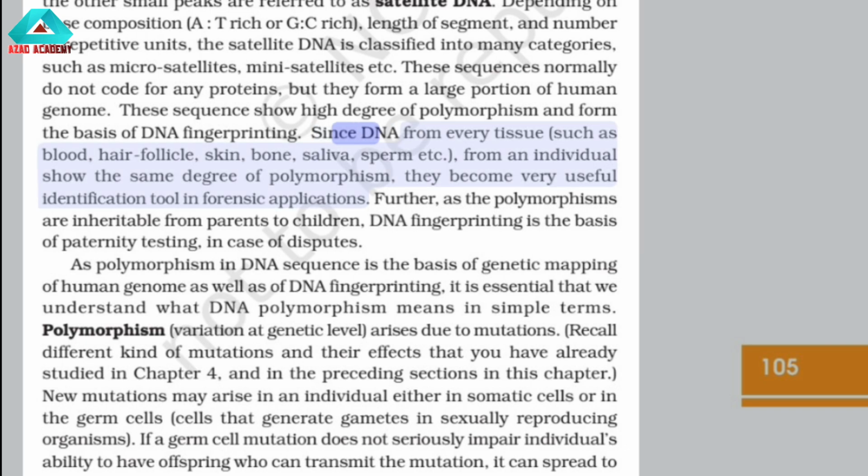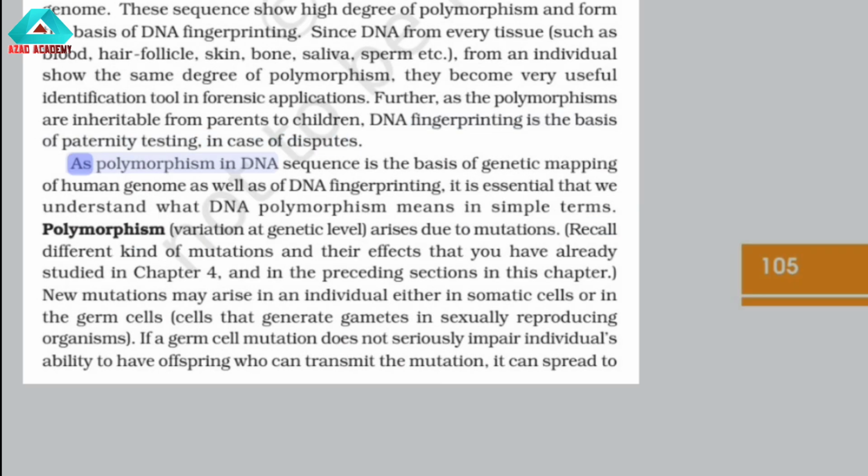Since DNA from every tissue, such as blood, hair follicles, skin, bone, saliva, sperm, etc., from an individual shows the same degree of polymorphism, they become a very useful identification tool in forensic applications. Further, as the polymorphisms are inheritable from parents to children, DNA fingerprinting is the basis of paternity testing in case of disputes. As polymorphism in DNA sequence is the basis of genetic mapping of the human genome as well as of DNA fingerprinting, it is essential that we understand what DNA polymorphism means in simple terms.